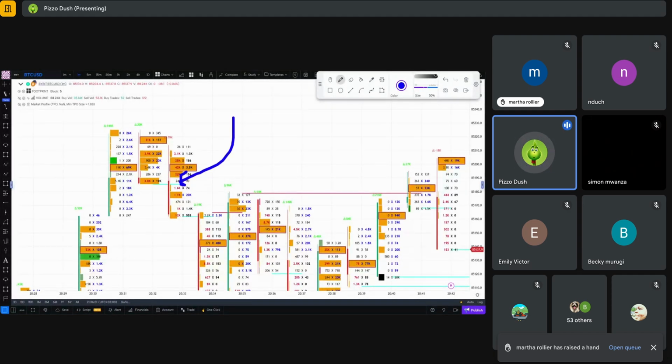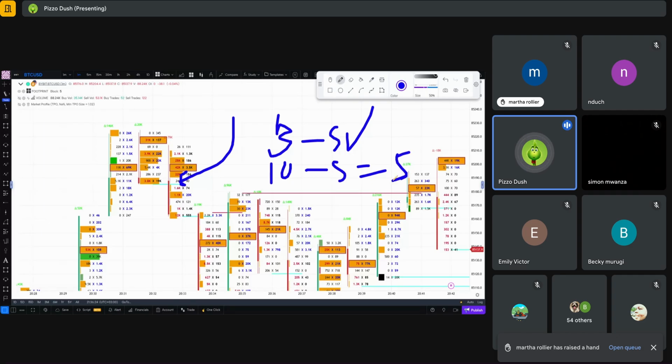So I hope you've seen that imbalance. Now let's go to the delta footprints for the market sentiment. So delta, what does it measure? It measures the net buying and selling pressure. Delta is simply equal to buying volume minus sell volume. So if buyers are 10, sellers are 5, delta is 5.